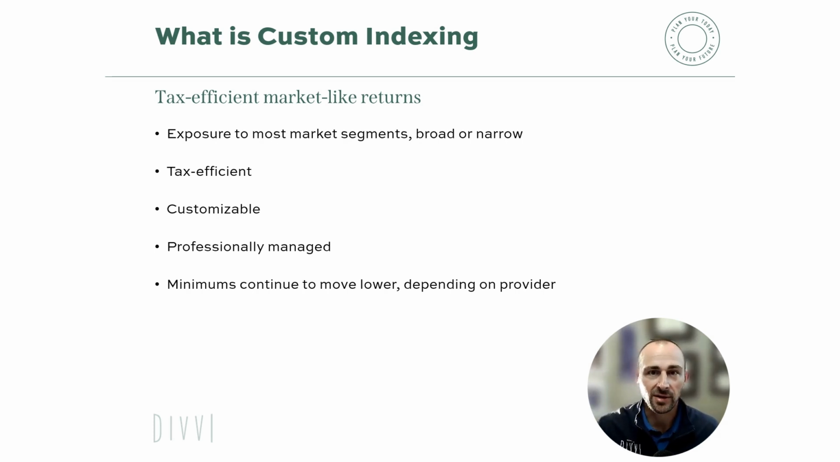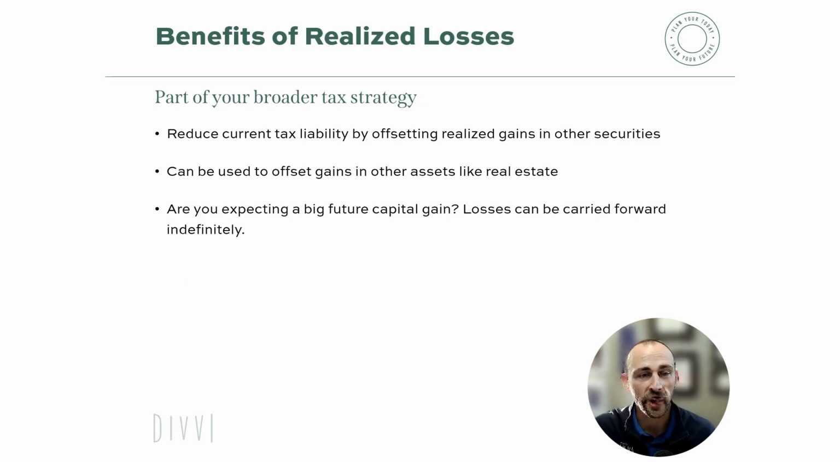The other pieces that I think are the most important to cover with custom indexing are the tax efficiency. We're going to talk a little bit more about some of these details, but that's certainly a big piece. Also, the ability to customize. It's professionally managed, and the minimums on these strategies continue to move lower. 5 or 10 years ago, I think it was fairly common to see minimums of at least $250,000, and now those, in certain situations, depending on which provider you talk to, can even be obtained for less than $100,000. So they continue to move lower over time, which is a good thing.